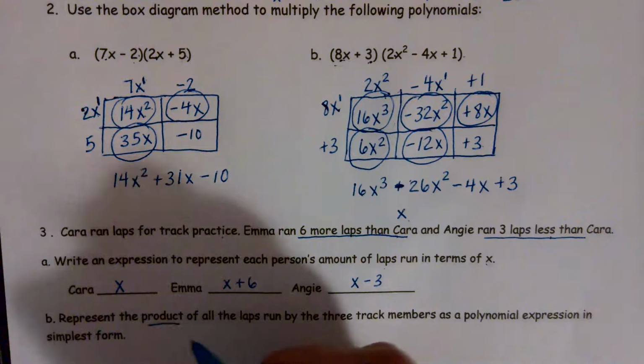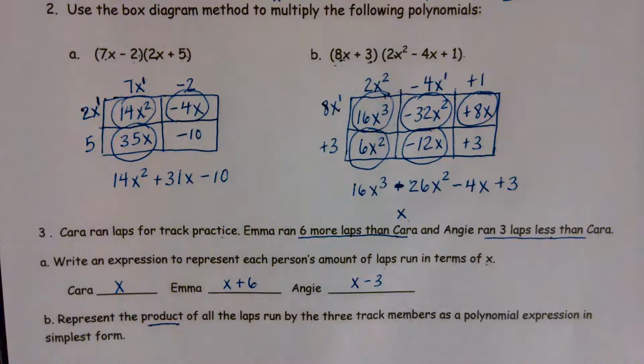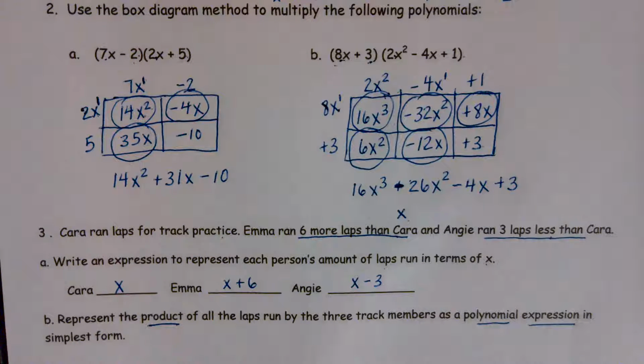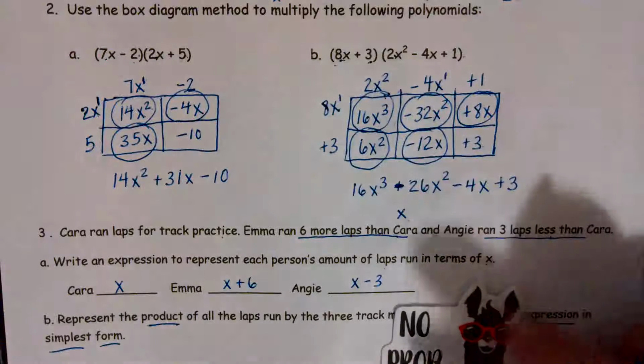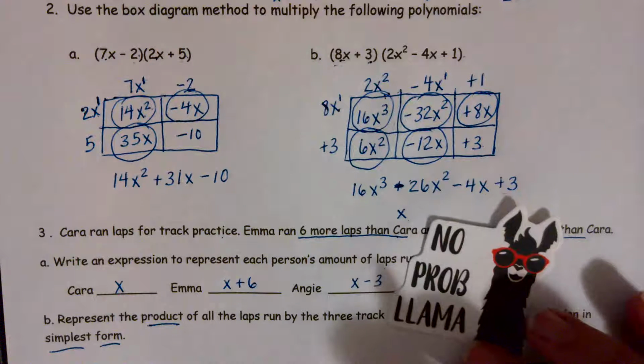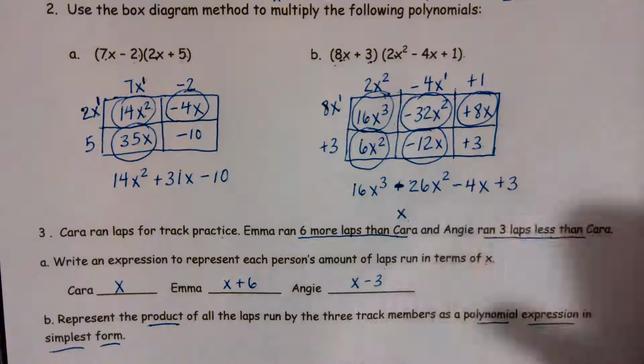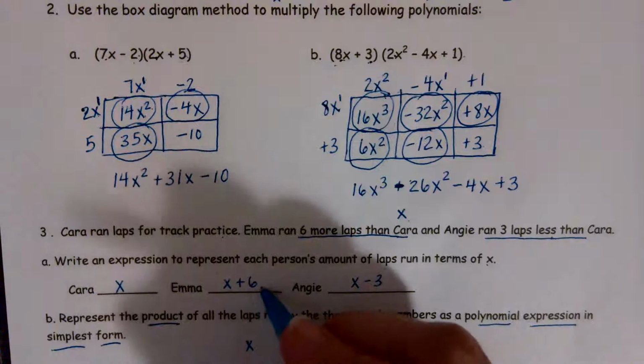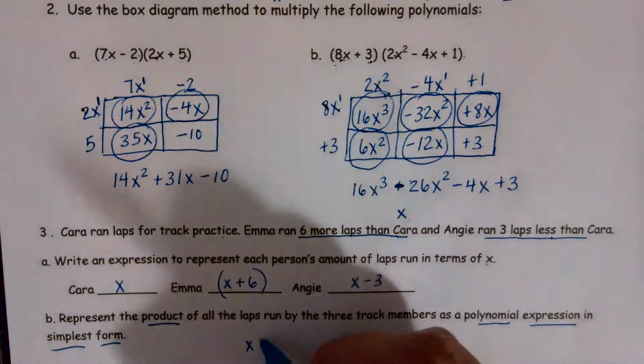Now you're asked to represent the product of all the laps run by the 3 track members as a polynomial expression, no equation, in simplest form, which means once I multiply this out, I want to make sure that I have combined like terms. And what do we say? No problema. Okay, we've got this. So the product of all the laps run by the 3 track members. Well, here's the number that Kara ran.